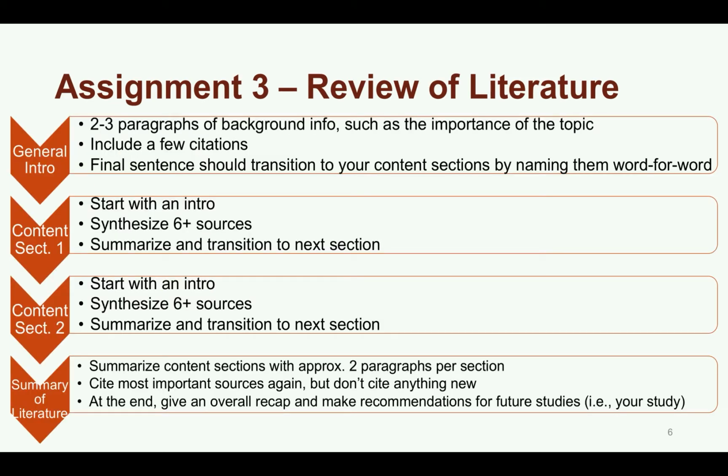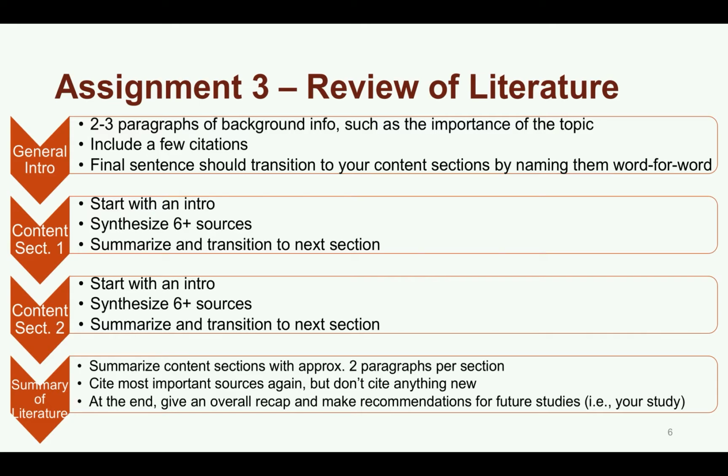So here are more details about the 4 sections that are required. The intro should contain roughly 2 to 3 paragraphs of background information, emphasizing the importance of the topic to the real world or to your discipline. You'll have a few citations, but obviously most of the literature you're reviewing will fall into the content sections. Near the end of the introduction, the last sentence should say something like, "This review of literature consists of the following sections," and you literally just list out your sections word for word.